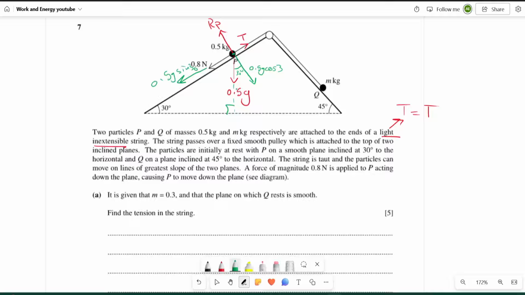Okay, so when you're moving towards your angle, it's cosine. When you're moving away from your angle, it is sine. Let's draw the free body diagram now for Q.